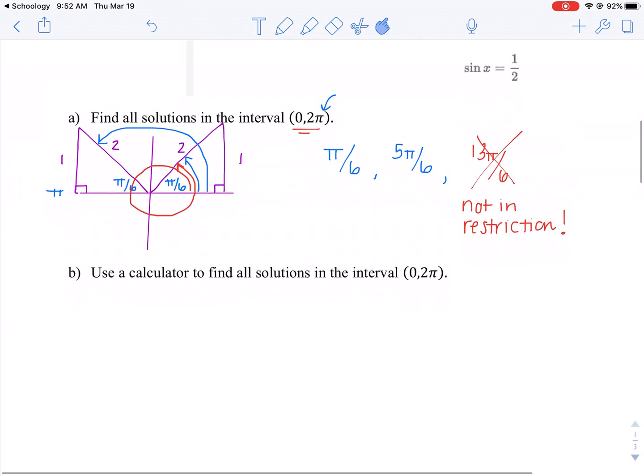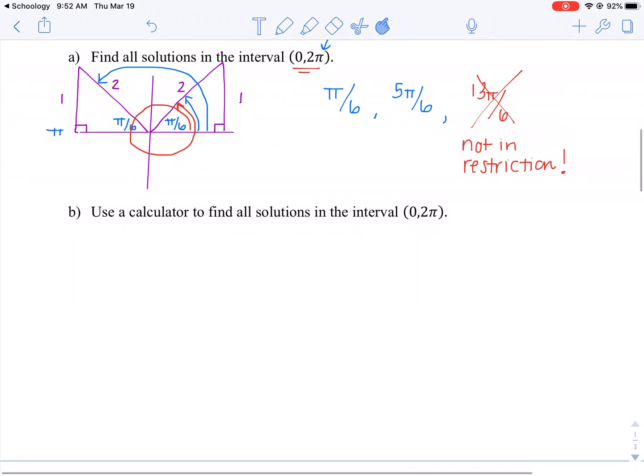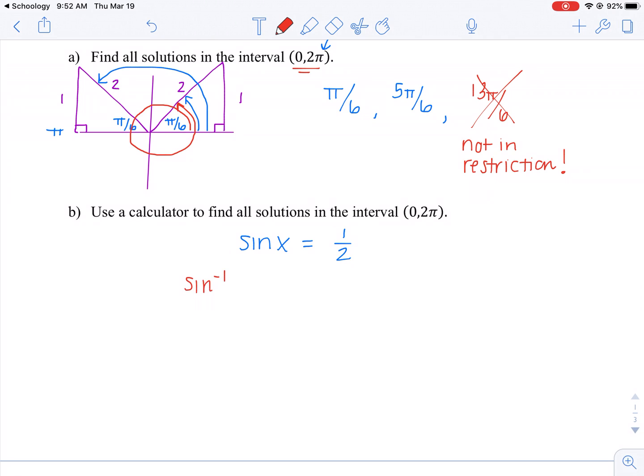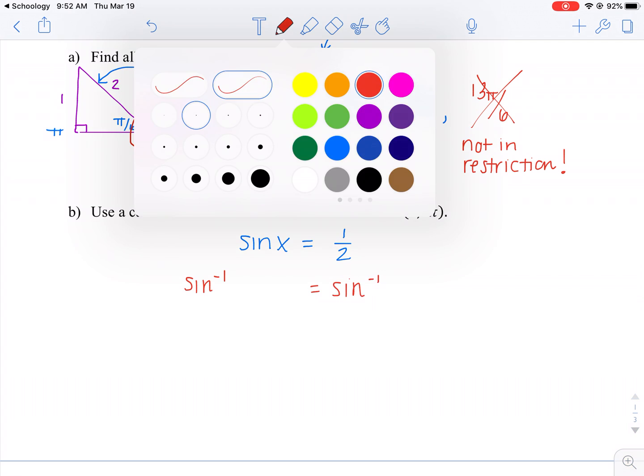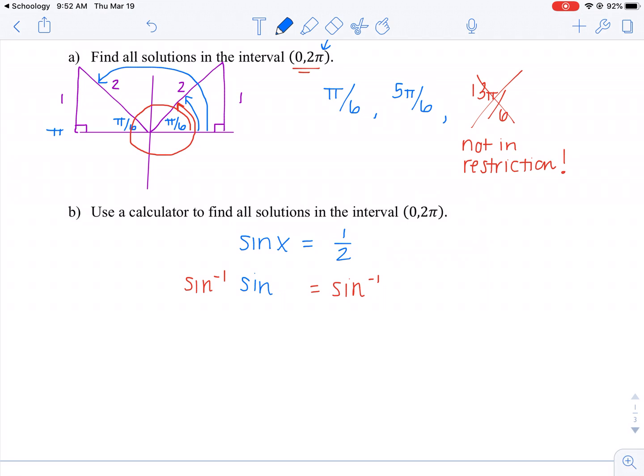Now, let's use our calculator to make sure we found all the potential solutions. On our calculator, there's a couple buttons we need to use. We're starting out with sine of x equals 1/2. Now, we have talked about this before, but I want to undo sine. So I'm undoing a trig function. How you do that is by introducing sine inverse. If you do it on one side, make sure you do it on the other. Kind of the algebra behind it.